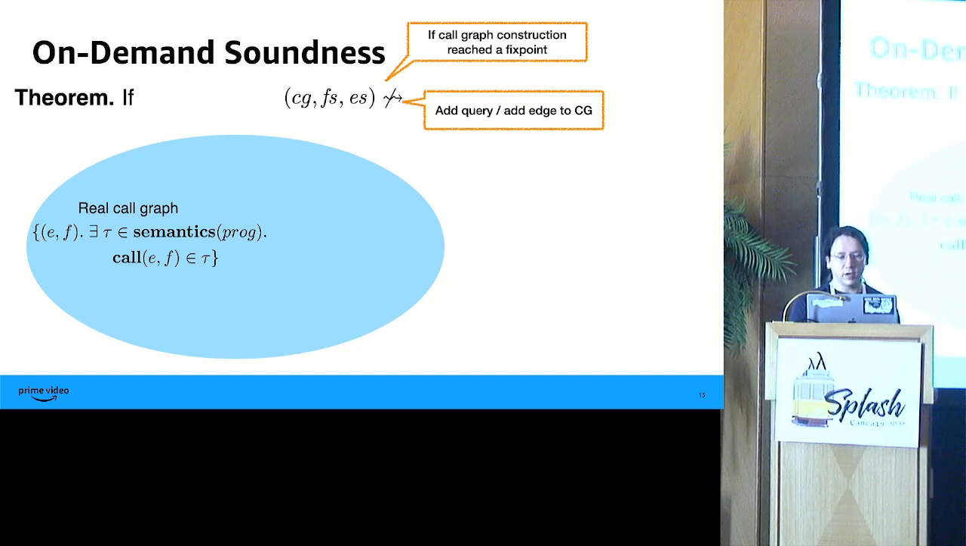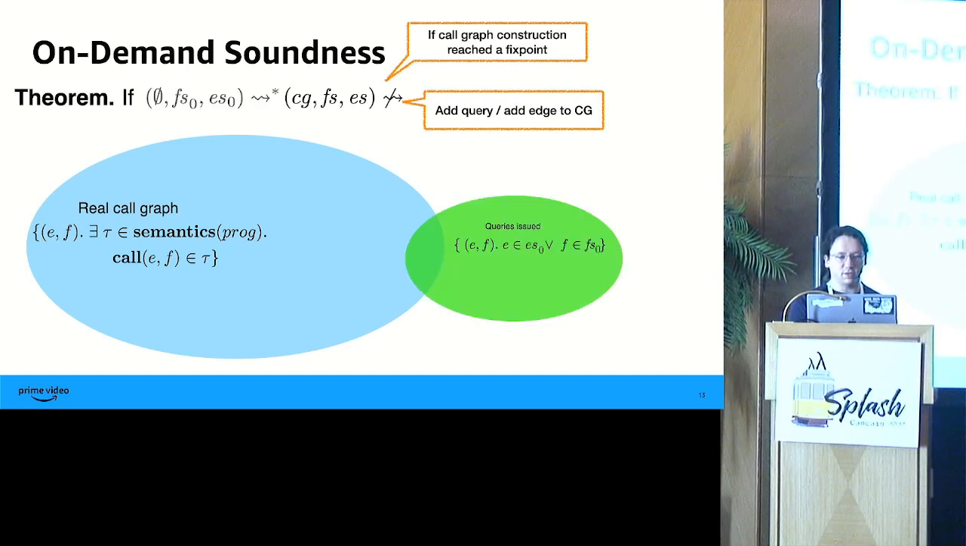And typically the way that you would end up in this situation is that you start from an empty call graph and some initial set of forward queries, fs0. So essentially you want to find out what are the callers of these particular functions, and a set of backwards queries, es0. So what are the values some particular call expressions can have at runtime. Those initial sets might come from the client analysis that wants to answer something like a taint analysis problem or something like that.